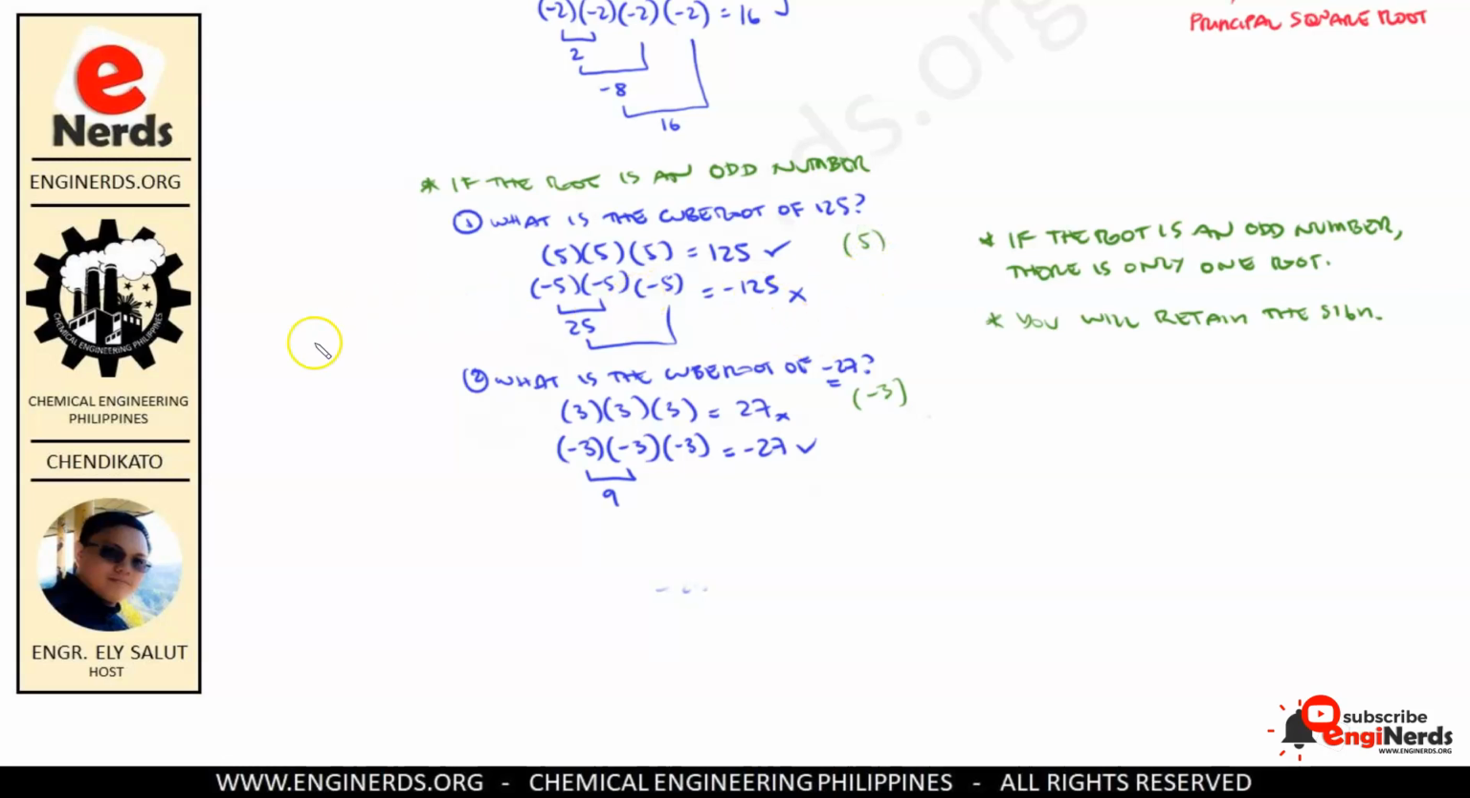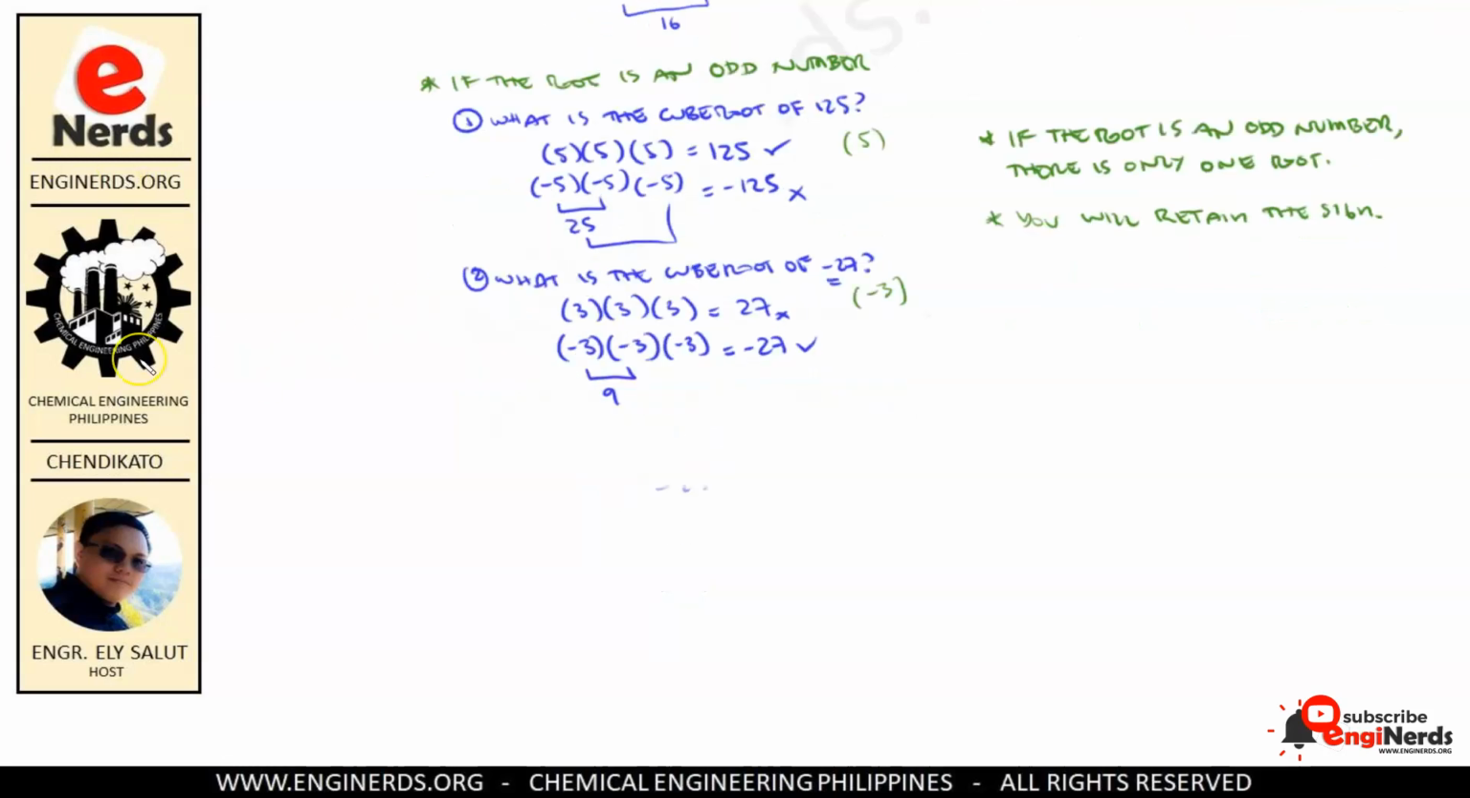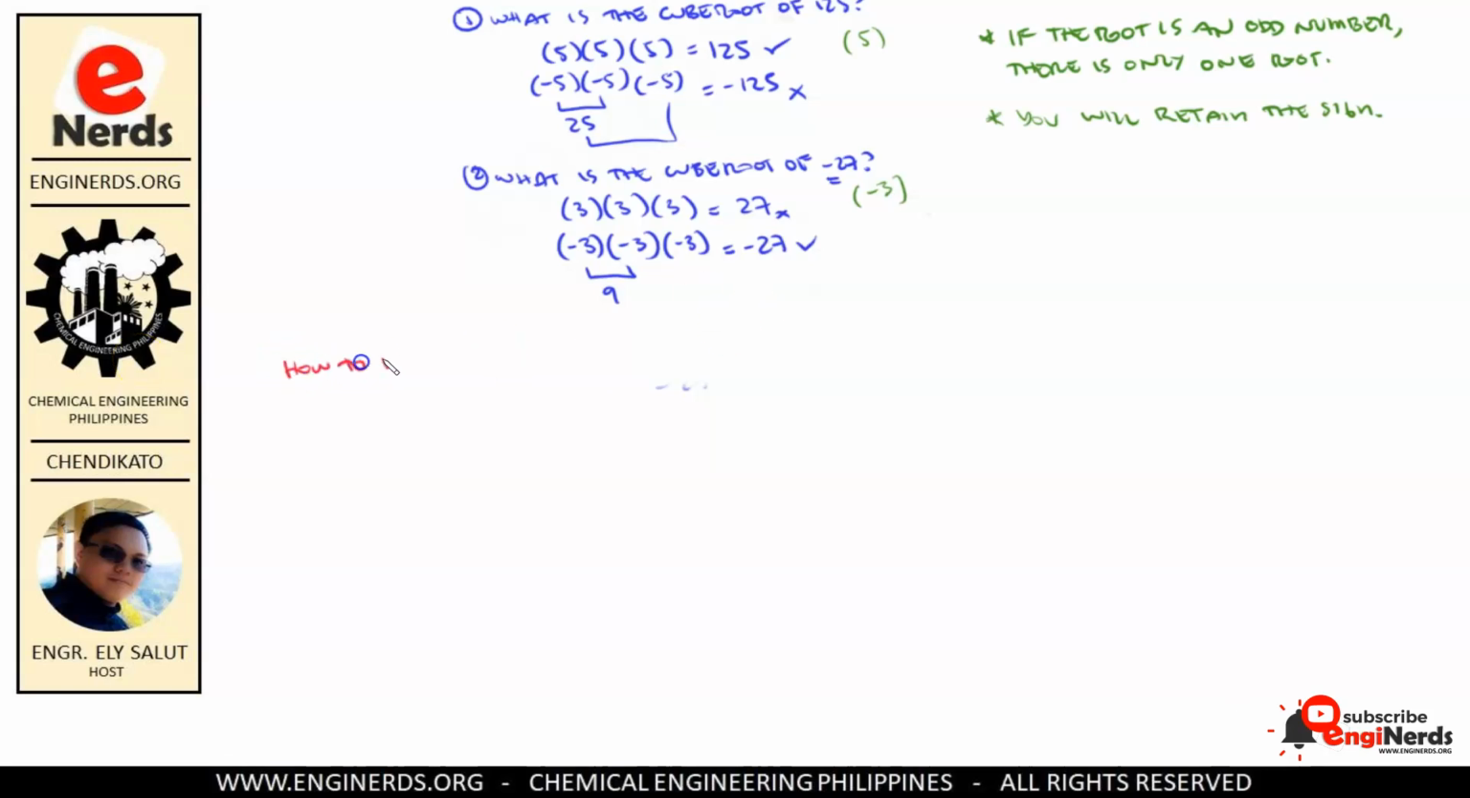Now, let us discuss how to read the radicals. The same way as in exponents, we also have special names that we use when our index is 2 and 3. So, in exponents, when our exponent or index is 2, we call it squared. And if the index or exponent is 3, we call it cube. So, the same way here in our radicals.